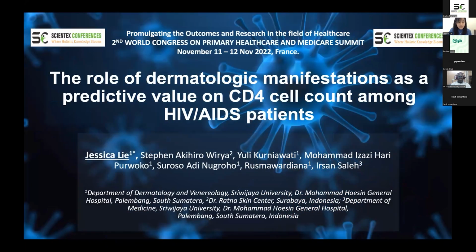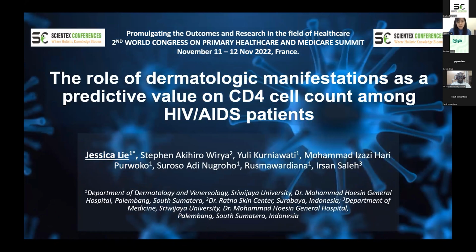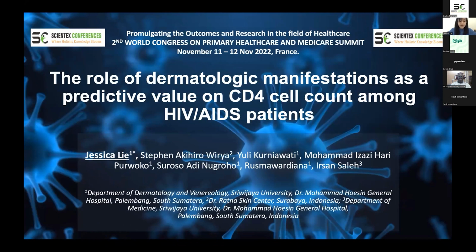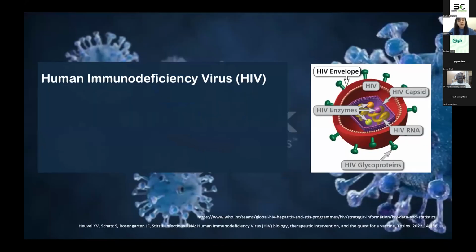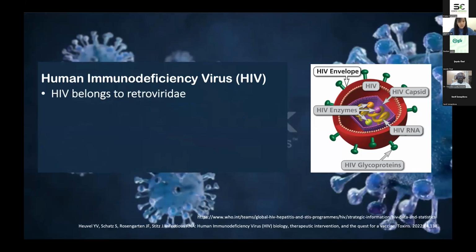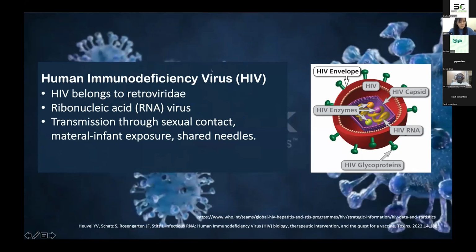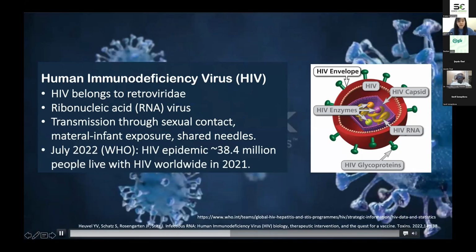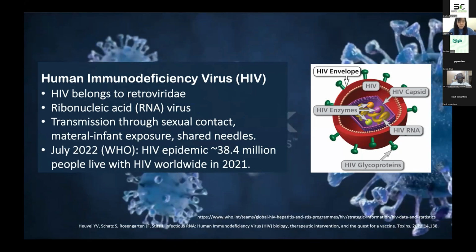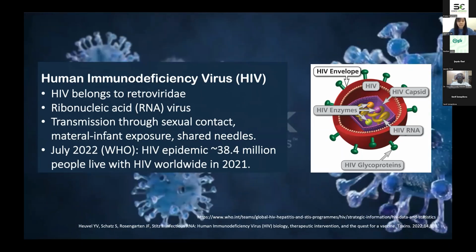I will present the role of dermatologic manifestations as a predictive value on CD4 cell count among HIV/AIDS patients. As we are already familiar with HIV, it belongs to the Retroviridae family, is an RNA virus, and the most common transmission is through sexual contact, maternal-infant exposure, and shared needles. To date, up to July 2022, the World Health Organization stated the current HIV epidemic is estimated at 38.4 million people living with HIV worldwide in 2021.